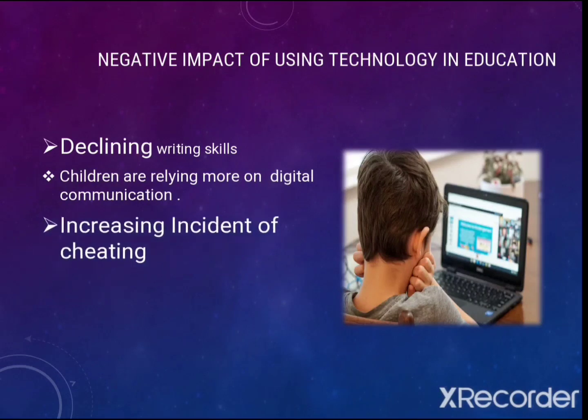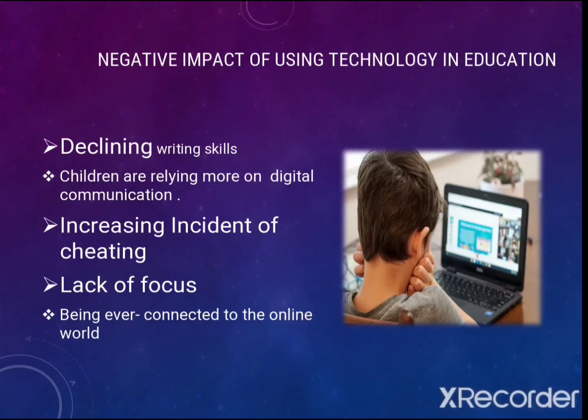Number 2. Increasing incidents of cheating. Socio-technological developments, as I mentioned before, have become great sources to cheat in exams. Number 3. Lack of focus. Being ever connected to the online world has resulted in a lack of focus and concentration in academics.